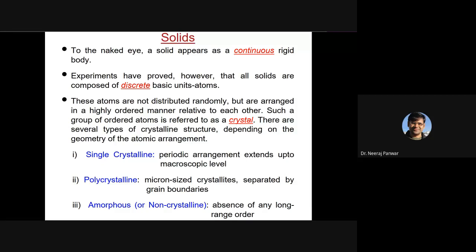The third type of solids are amorphous or non-crystalline solids, in which this periodic arrangement exists only up to a very small distance, on the order of nanometers. We do not observe any periodic arrangement up to very long distances. That's why they are known as amorphous or non-crystalline solids.